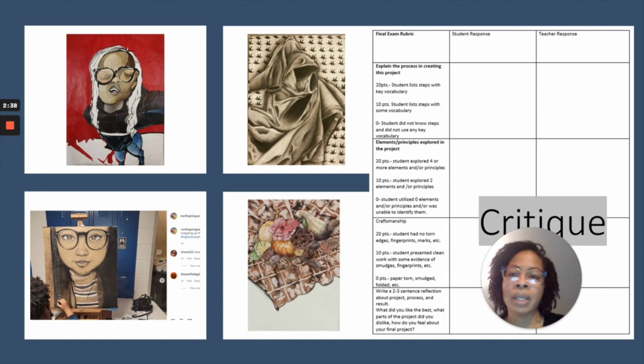So these are some works that were done by some of my students, some end of the year projects, just to give you some examples. The first one was a blind modified contour self-portrait. The second one is a value project where they had to draw a fabric and they could choose their background. The third one at the bottom left is a self-portrait on large brown butcher paper. And then the fourth one was a still life project using some plastic fruit that I had in the class.